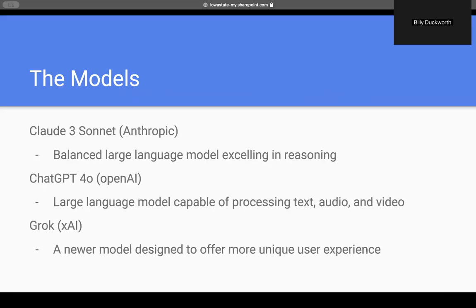So the three models we're going to use are Claude 3 Sonnet, ChatGPT 4o, and Grok. And here's a little description of each of them.